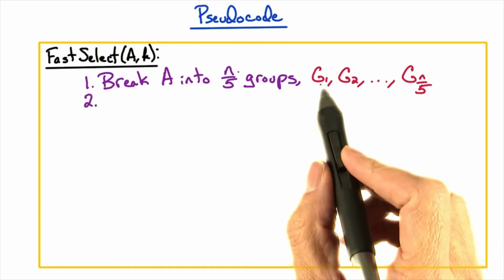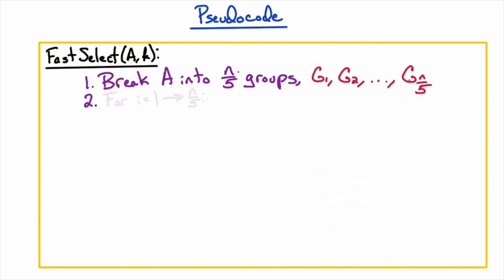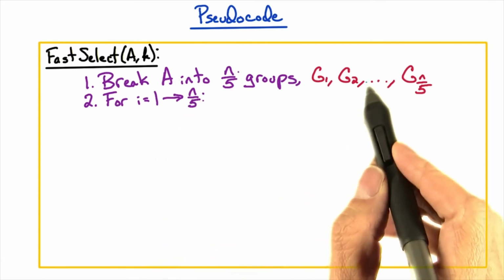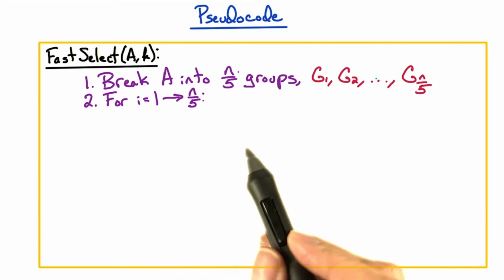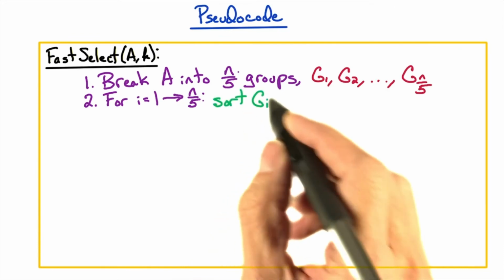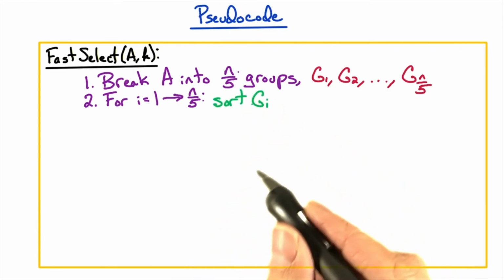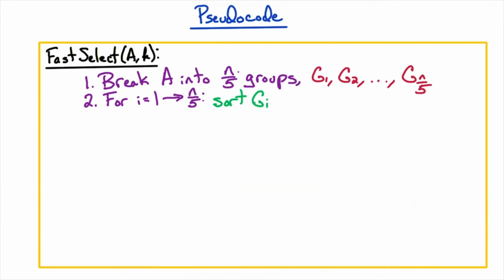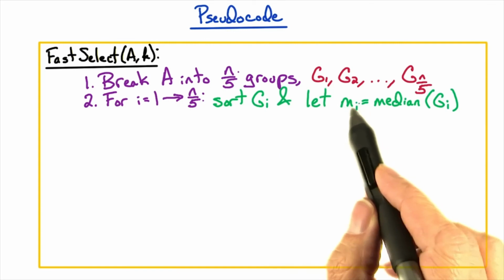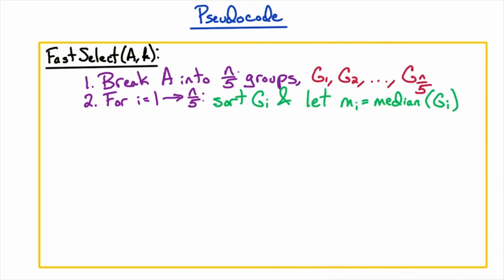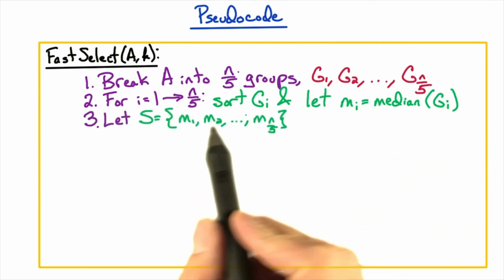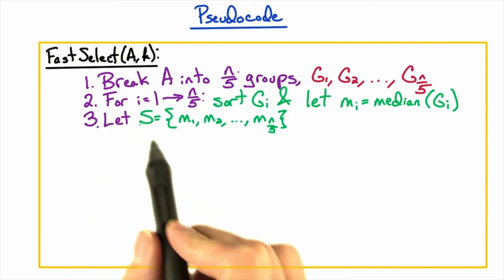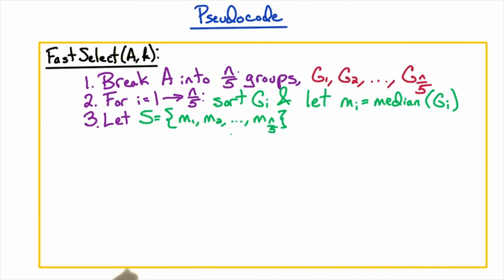Now we have to choose one representative from each of these groups. Here's a for loop to go over the n over 5 groups. For the ith group, group Gi, we want to find the median. To do that, we first sort this group. There's only 5 elements, so we can use any algorithm we like to sort it. And then we take the median of these 5 elements. Let's let Mi denote the median of group Gi. Now we want to look at these n over 5 medians which we found in step 2. Let's let capital S denote this set of n over 5 medians.